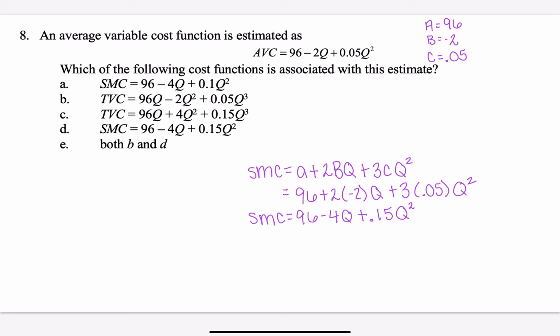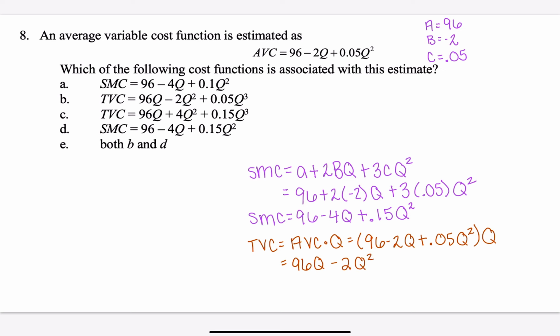And same idea for our total variable cost. Our total variable cost is average variable cost times Q. So we're going to have 96 minus 2Q plus 0.05Q squared times Q. I realize that there's a formula, or you can just change your exponents. It's the same thing. As with the free response questions, do whichever way makes more sense to you. As long as you know what you're doing, it doesn't necessarily matter which way you're going. So 96Q minus 2Q squared plus 0.05Q to the third, which means that this one works and this one works. So our answer is E, both B and D.